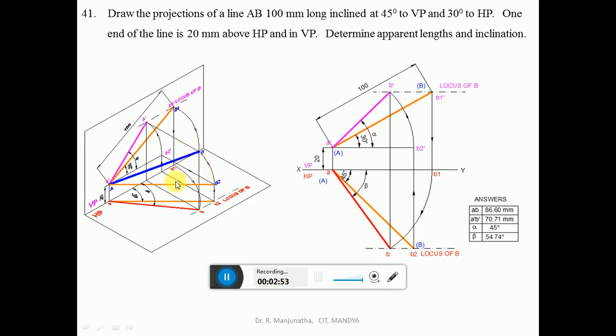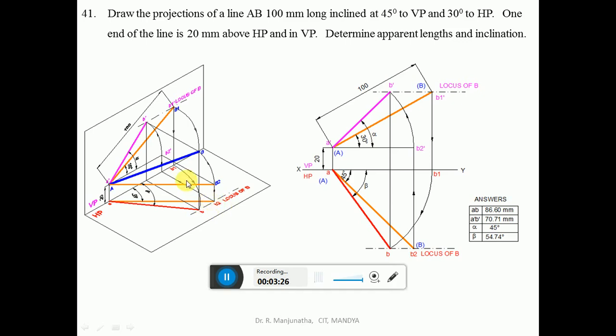This is the true length in HP, so the line has to be parallel to HP. When you look from the front view, the point A is above HP by 20 mm, and B2 is also above HP by 20 mm. Therefore, the line is parallel to HP. Since the line is parallel to HP, we are getting the true length in HP. That is, AB2 is the line in true length.